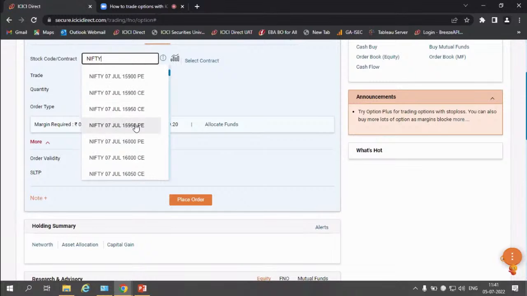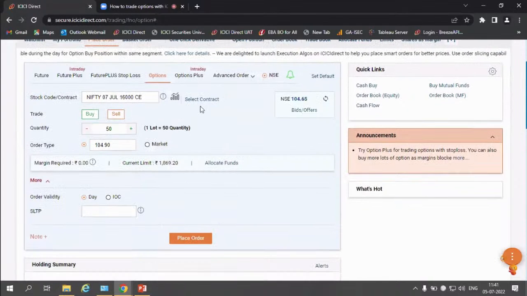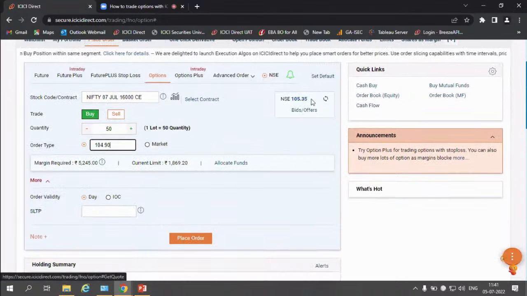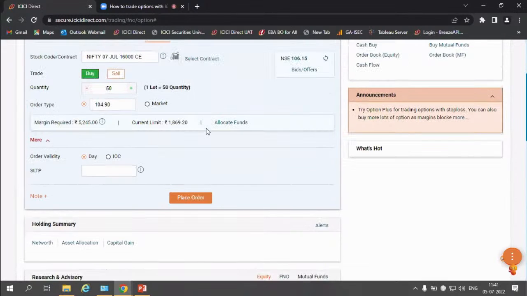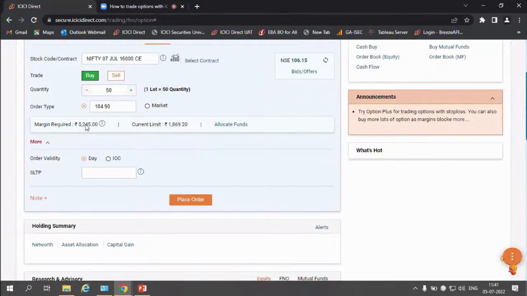Let me go with the current market price, which is 16,000 call. So I want to buy it. The current order market price is like 104, 105. It is changing continuously. You will be able to see it here. Margin required, it says, is 5,245. I have some amount available here, and I want to trade here.